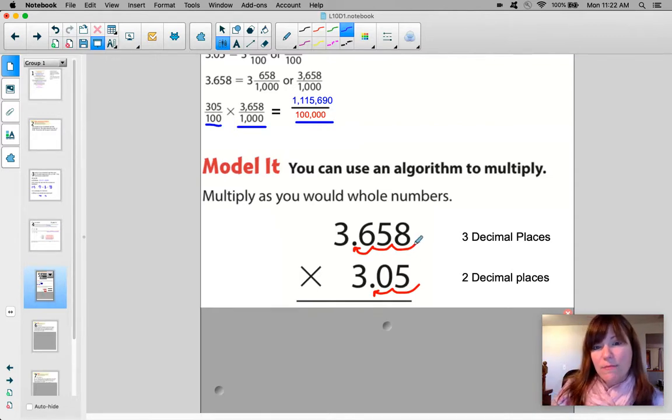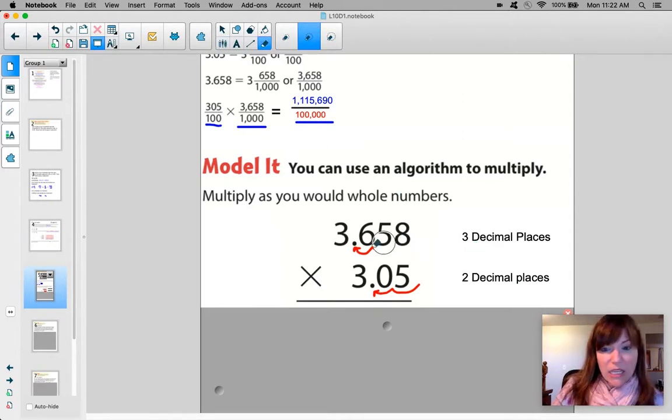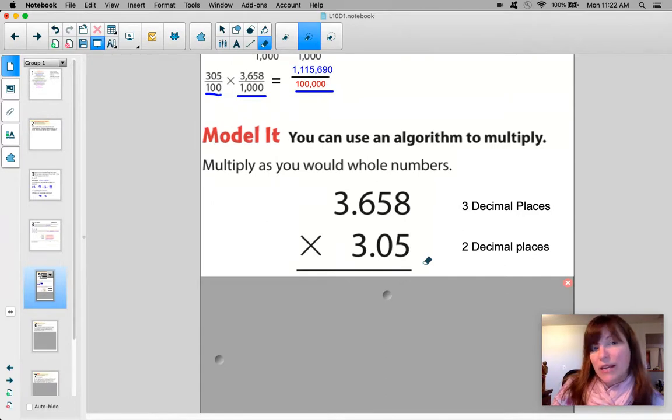Now you can see in my red, I've hopped like we saw in our example and counted the literal decimal places in the first number, and I've counted 1, 2 decimal places in the second number. That's going to help me know how many decimal places, 5, I add those numbers up, should be in my answer. So now I'm going to multiply like there's no decimal whatsoever, like it's 3,658 multiplying by 305.